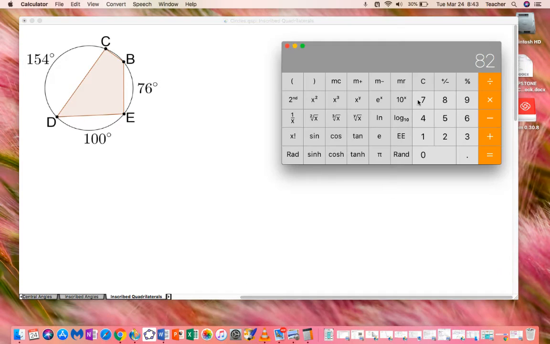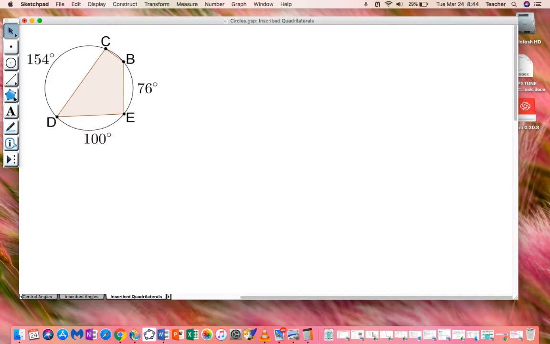So if I add all what I got, 154 plus 100 plus this 76, that gives me 330. Well, I know a circle's 360. That means arc BC or CB, whichever one you want to call it, has to be 30 degrees, because 360 minus 330, 30. That means this arc is 30 degrees.